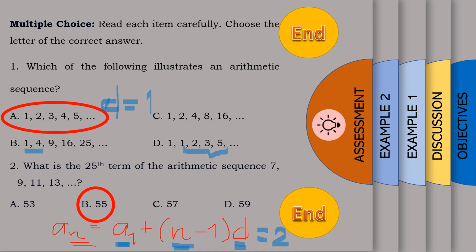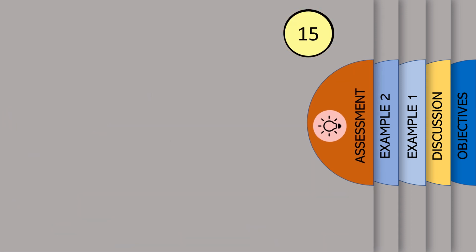Okay, so that's how we solve for the 25th term of the arithmetic sequence 7, 9, 11, and 13. So I hope tumama ka dyan. Kung hindi naman, in-explain ko yung process. Balikan mo lang kung saang part ka nagkaroon ng error. Okay, so congrats. Let's have our last question.